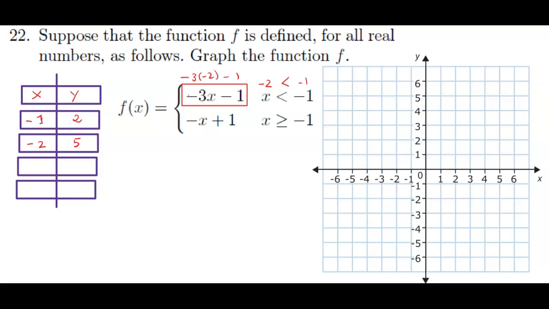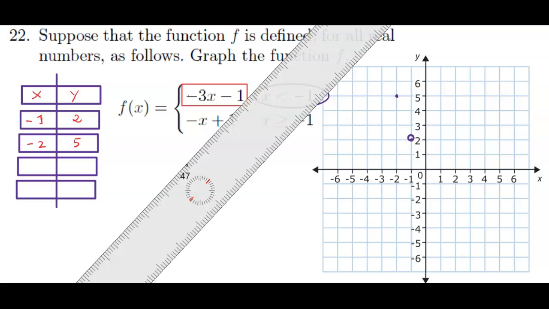Now I already have 2 points, so I can graph -3x minus 1. Let's start with the points. The first one is -1 and 2. The second one, -2 and 5. Now there is something really important. Do you see the inequality in here? For -1, there is no equal sign, which means it will be an open circle. That's how I know whether it's an open or closed circle.